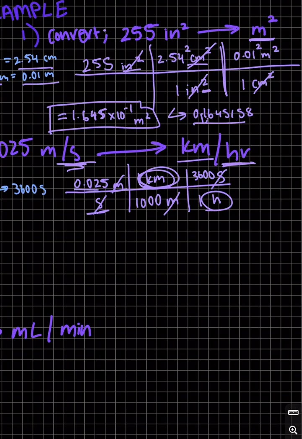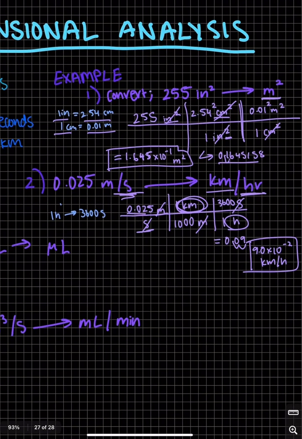I'm going to do 0.025 times 3,600 divided by 1,000. And I get 0.09. That's my answer, kilometers per hour. And then I'm just going to move the decimal 2 spaces. So my answer is 9.0 times 10 to the negative 2 kilometers per hour. That is your final answer for that question.